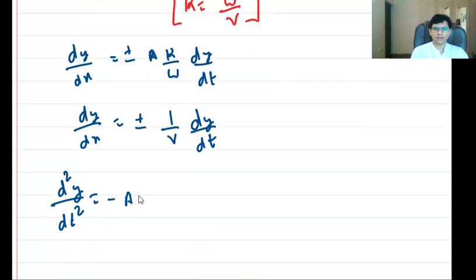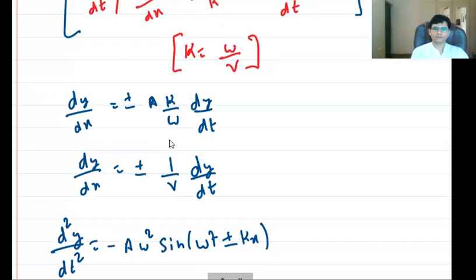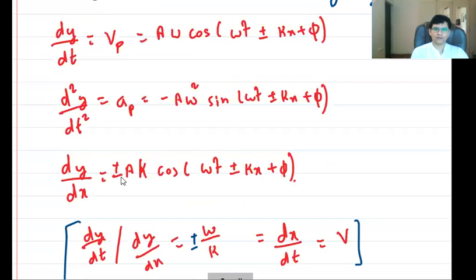minus a omega square sin of omega t plus minus kx, right? मैं φ हटा रहा हूँ, मैं बस kx लिख रहा हूँ, ठीक है? Now write down the equation of d square y by dx square. Tell me, d square y by dx square क्या होगा? इसको डिफरेंशिएट करो, x वाले को, क्या हो जाएगा?